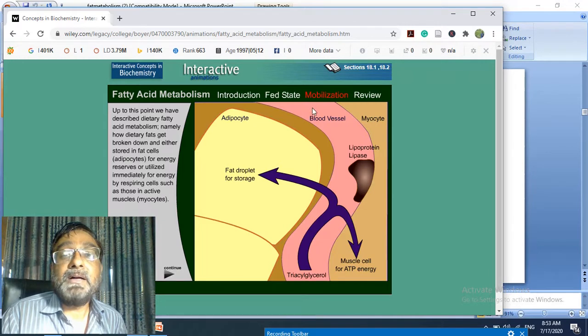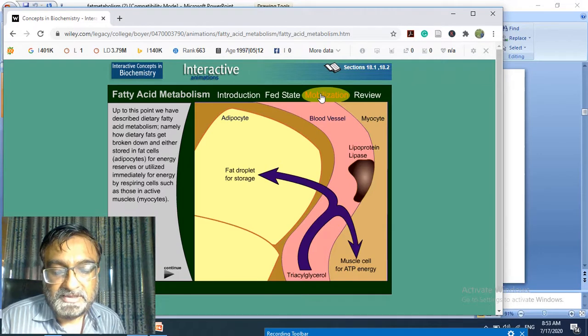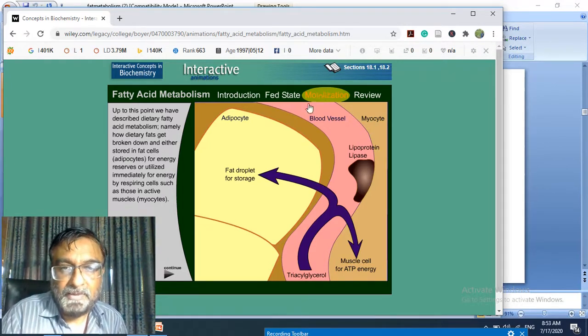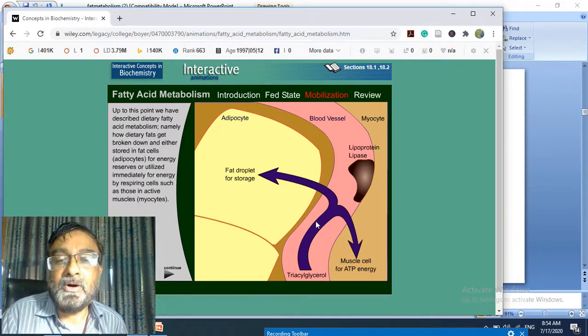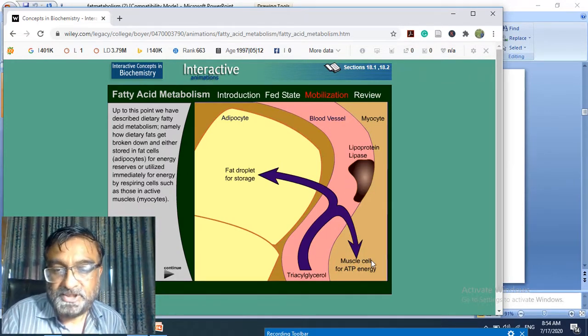So now we have started with the fasting condition. As I told you earlier, under the fasting condition, when the glucagon hormone is at rise, what will happen? The energy will be taken from the fats. So what will be happening at that time? The stored fat will now go into the blood vessel and be transported to the tissues. For example, the myocyte, that is transported into the myocytes, muscle cells, for ATP energy.